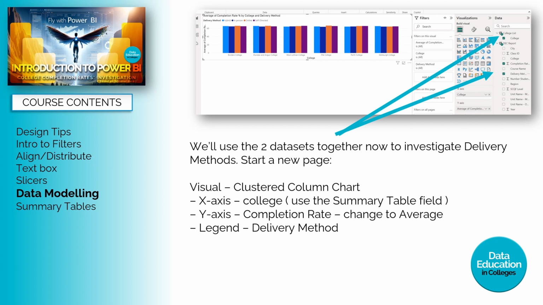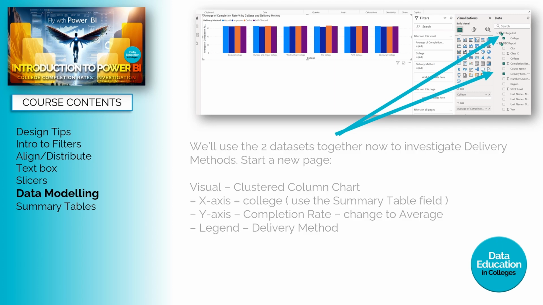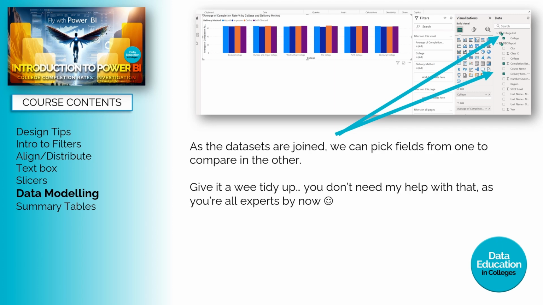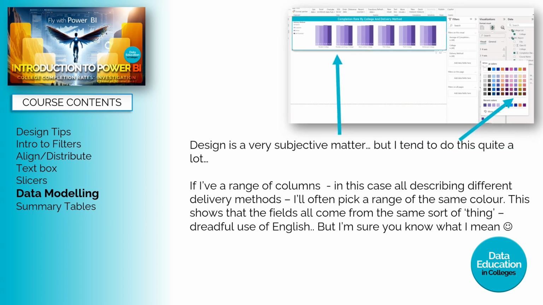Okay, start a new page. We'll use this visual, clustered column chart. This time the x-axis, use college from your new summary table and completion rate and legend from the other one. As the data sets are joined, we can pick fields from one to compare in the other. Give it a wee tidy up. You know what to do here. But the summary table is a great way.